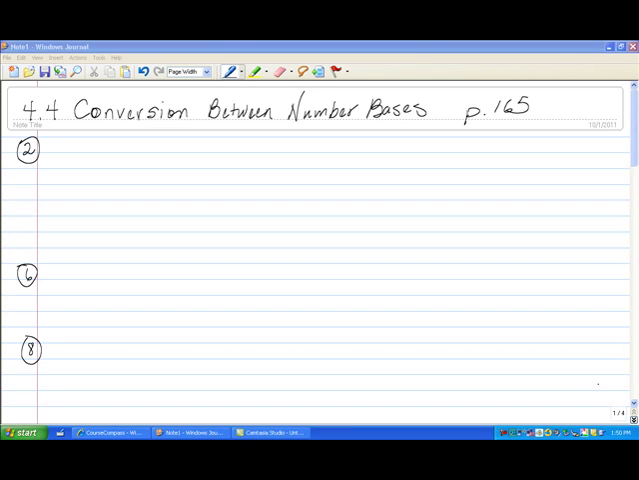Let's take a look at some sample problems from section 4.4 on conversion between number bases. In the textbook, you'll want to turn to page 165, and we'll begin with number 2. It says, list the first 20 counting numbers in each base, and 8 is the base that we're to use.